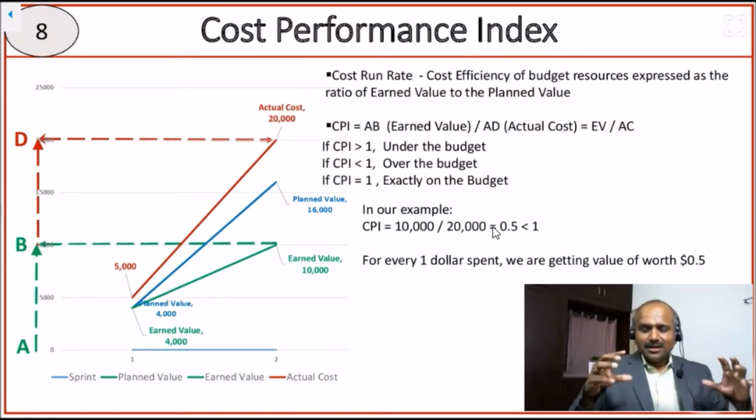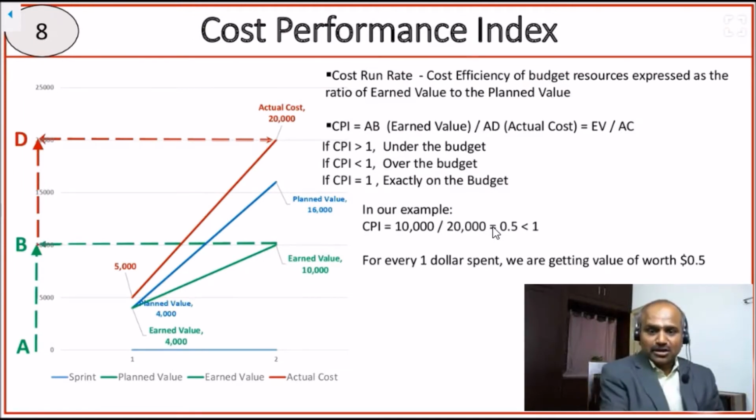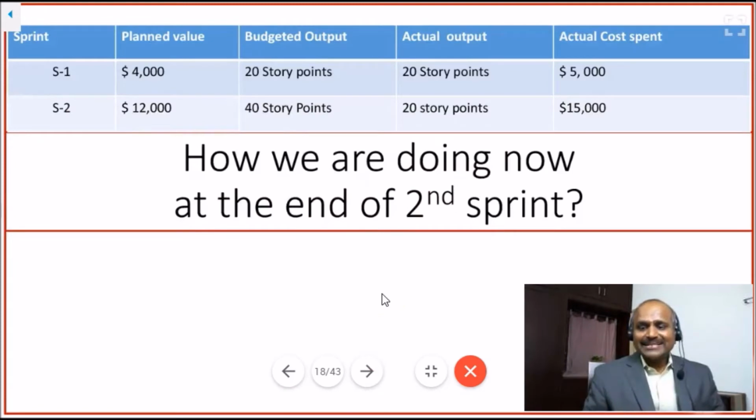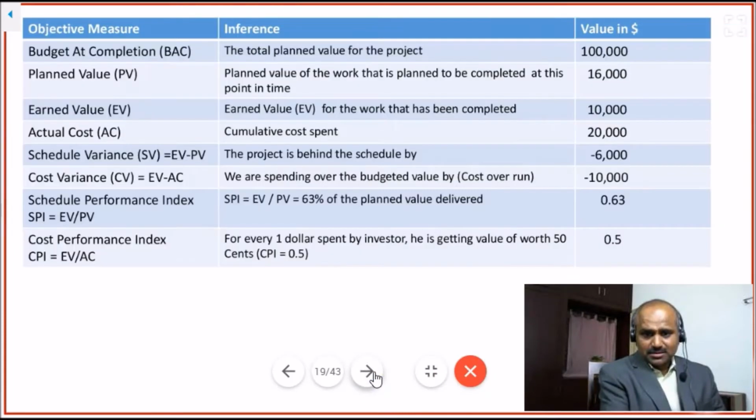It is giving a big message in a very crisp and short form, telling where to act and how to act, and it is also telling the project status. The project status is no more red, green, yellow. It is just saying that 50 cents worth is what the sponsor is getting for every $1 the sponsor is putting into the project. That's what the cost performance index is talking about. Now, how are we doing at the end of sprint 2? Okay, let us summarize what we have understood so far.